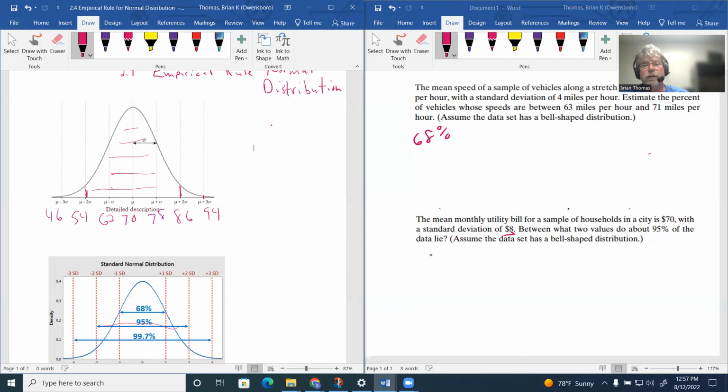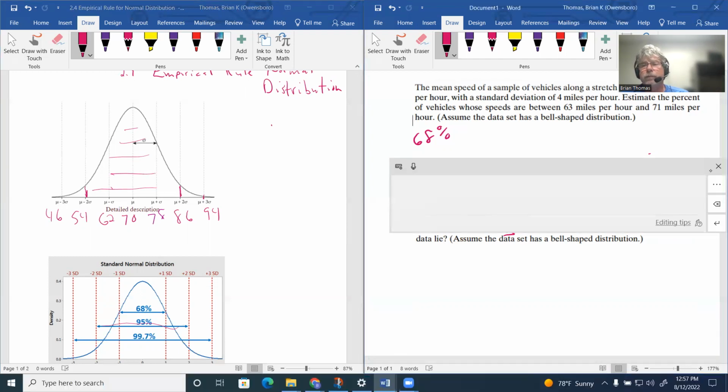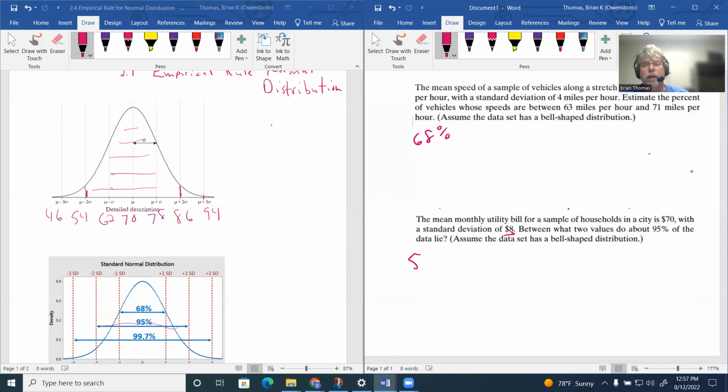So we're between 54 and 86, which would be the two values that we're between. So that's how we can use the empirical rule and the bell-shaped curve to answer a few questions about statistics.